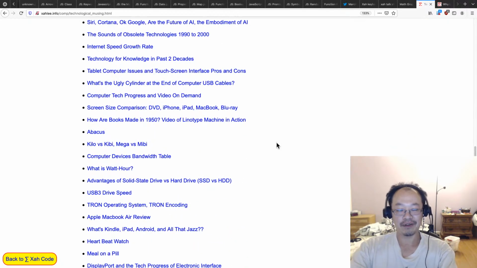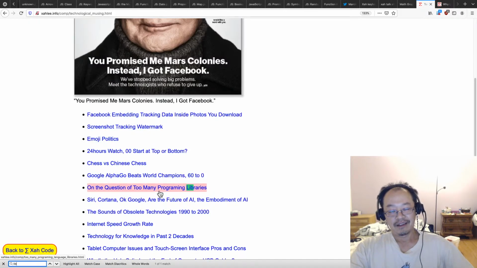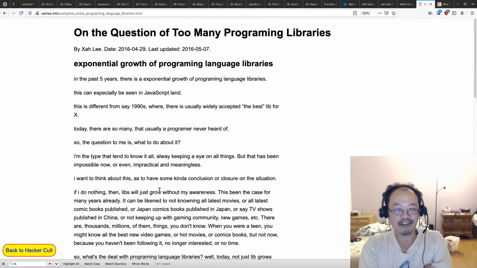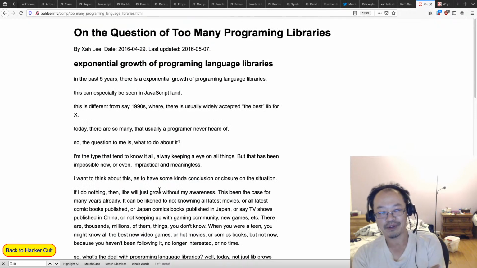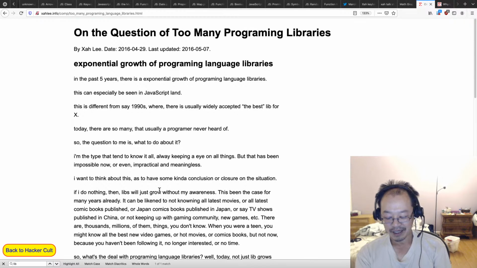Let's search for libraries. On the question of too many programming libraries, exponential growth of programming language libraries. Now, this was written in 2016 when I was a poor sob. I was living below the poverty line. So, exponential growth of programming language libraries.